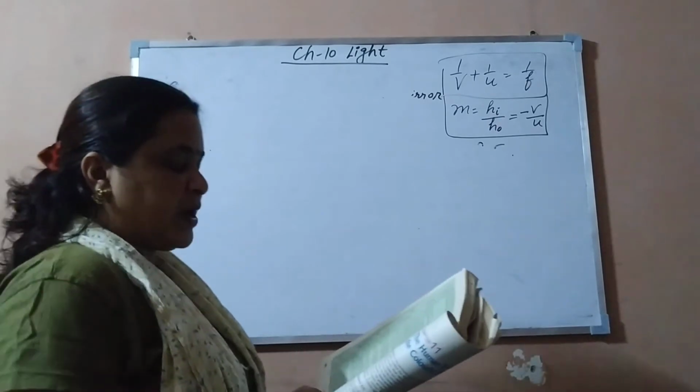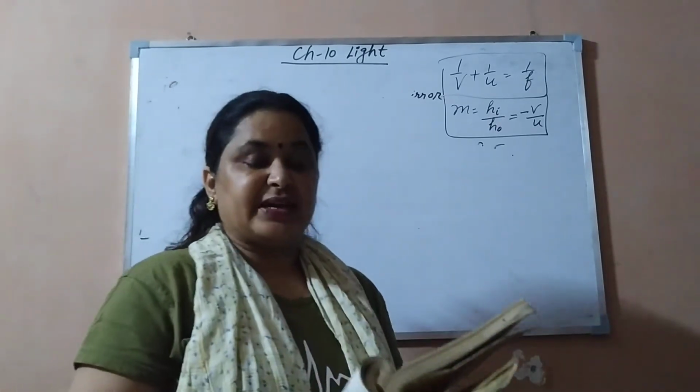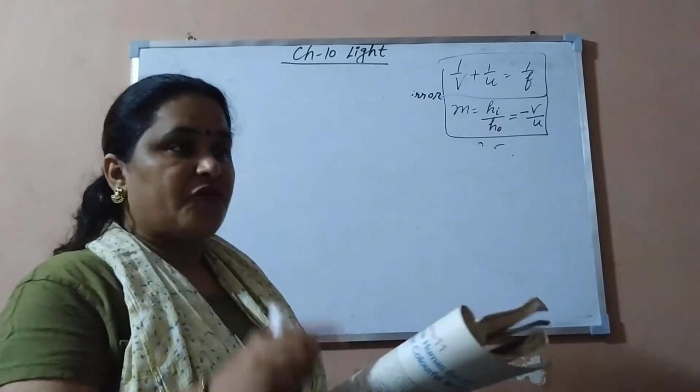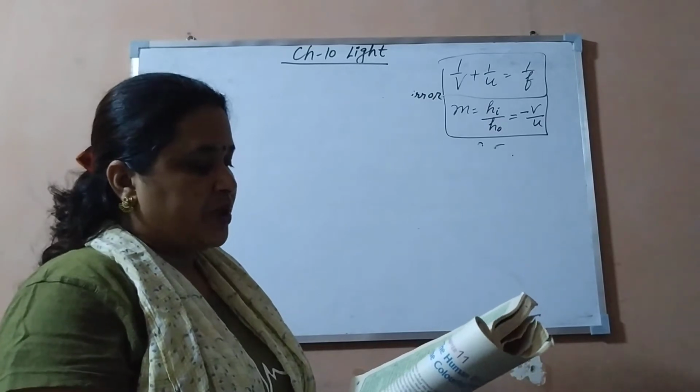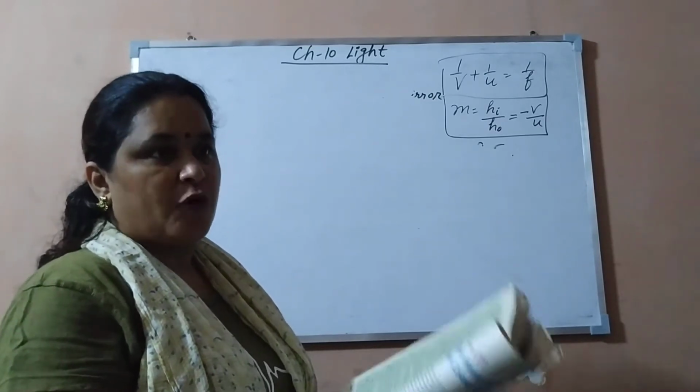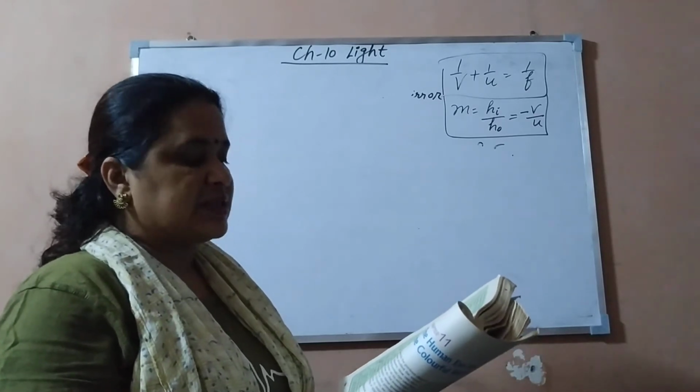That question I have explained to you earlier also. Name the type of mirror used in the following situations. Headlights of a car. Headlights of a car, we want a parallel beam of light. So we use a concave mirror here, because when the object is placed at focus, it gives a parallel beam of light.